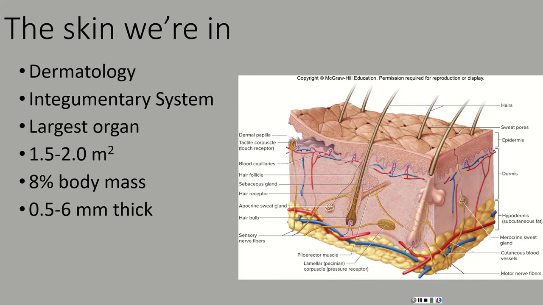The skin is an organ, and as a matter of fact, it's the largest organ in the body. We don't often think of the skin as an organ, because normally when we think of organ, we think about the things that we find inside our body, like the stomach or the spleen or whatever. But the skin is an organ, and it's the largest organ of the body. Typically, it ranges in size from 1.5 to 2 square meters. So that's pretty big. It makes up about 8% of our body mass.